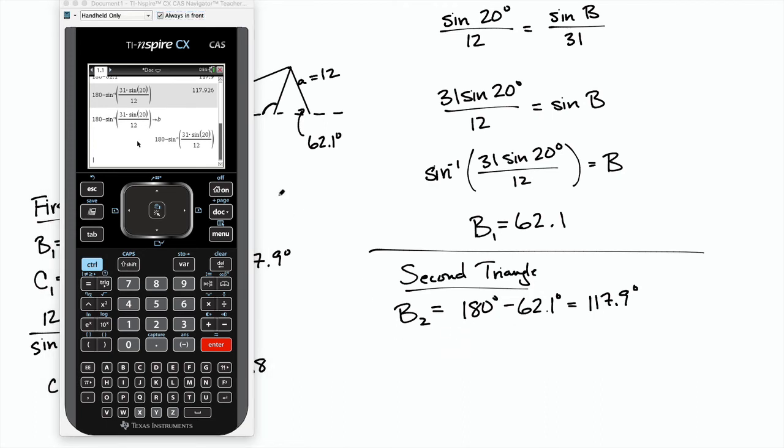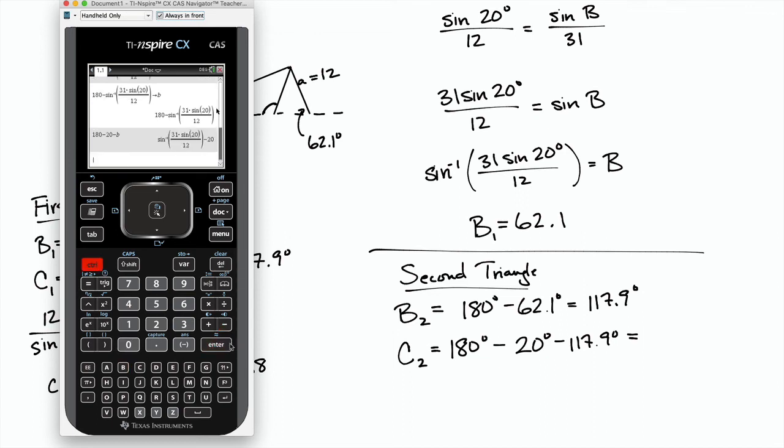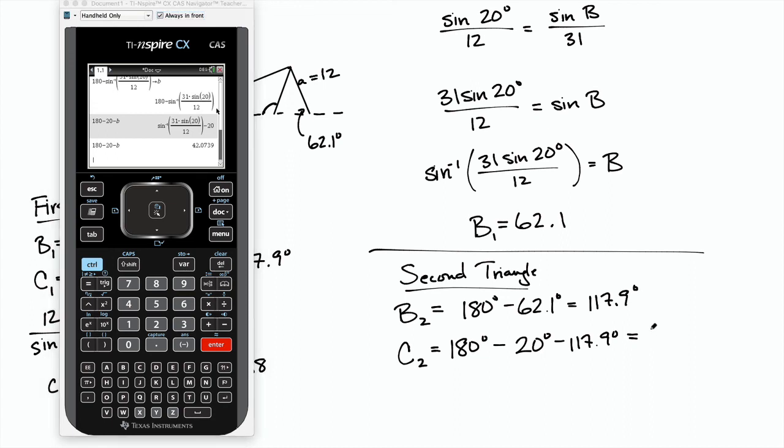All right, now that I have the angle B, I can get the angle C for my second triangle. Well, that's 180 minus the 2 angles that I had. The angle A was 20 degrees, and then minus that angle B, 117.9 degrees. And so 180 minus 20 minus that angle B. And let's do a control enter. We get about 42.1 degrees. Now I've got my angles, and all I need left is my last side.